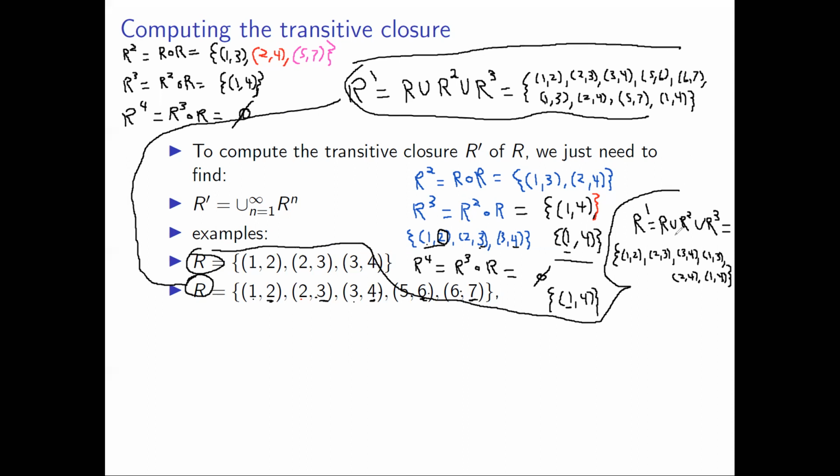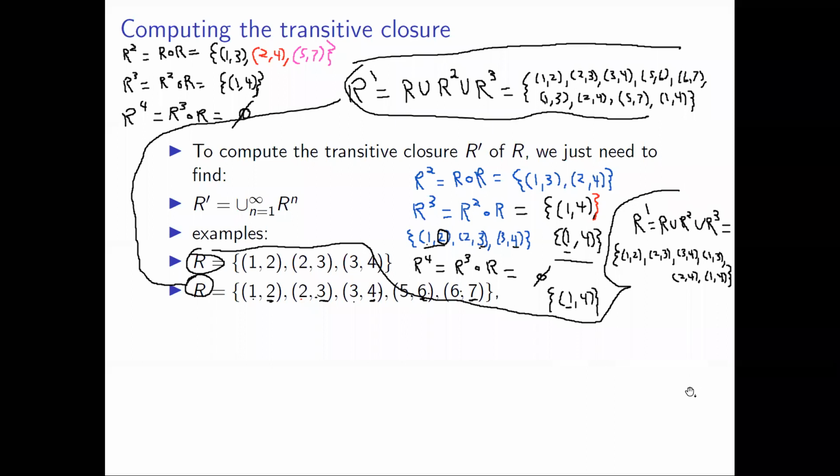And we saw that first transitive closure for 1, 2, 2, 3, 3, 4 had cardinality 6. And the second transitive closure for 1, 2, 2, 3, 3, 4, and then 5, 6, 6, 7 had cardinality 9. So we had a total of 9 ordered pairs here: 5 ordered pairs from R, 3 ordered pairs from R squared, and only 1 ordered pair from R cubed.